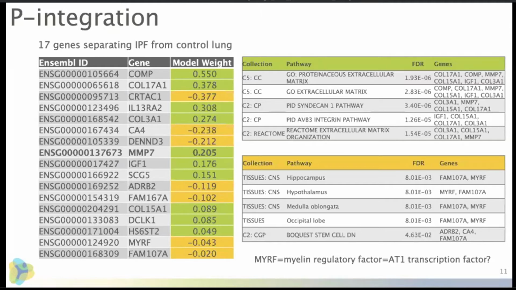But when I did some more digging, 4 of these genes are actually highly expressed in alveolar type 1 cells, or AT1 cells. And this one gene called MYRF, or myelin regulatory factor, is actually speculated to be a key transcription factor in AT1 cells. From what we understand of the biology of IPF, the AT1 cells are injured during the fibrotic process. And so we're likely picking up a sort of AT1 damage or depletion signal with this classifier, which is pretty interesting.